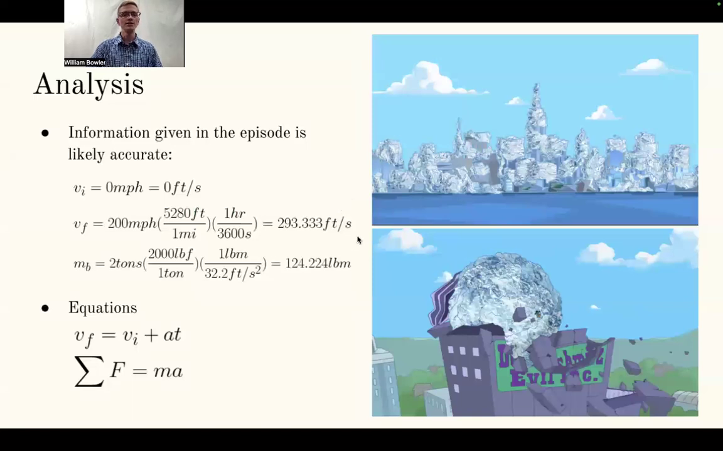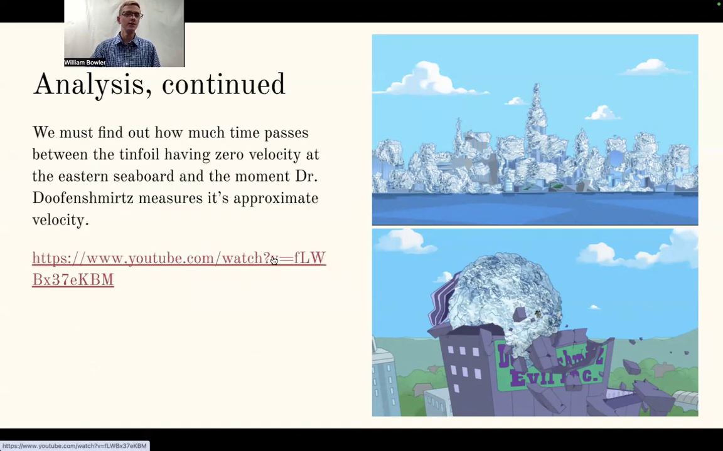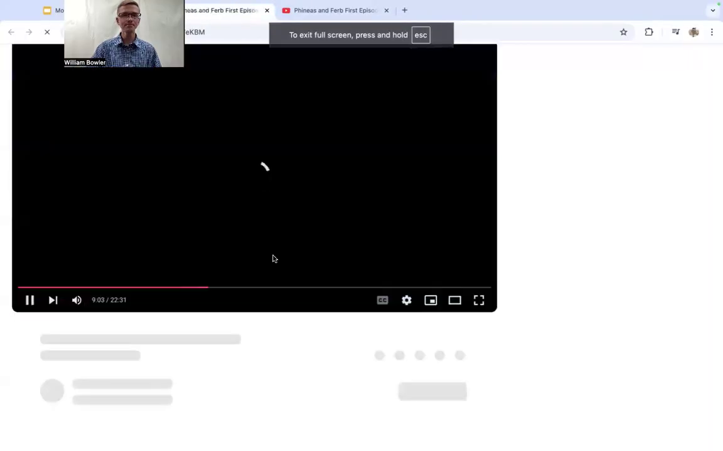So here we have the velocities turned into feet per second, so they're easy to use, and the weight converted to pound mass. We're going to utilize our kinematic equation for velocity given time, and the sum of forces equals the mass times acceleration equation. And so let's see the video to see how much time passes.